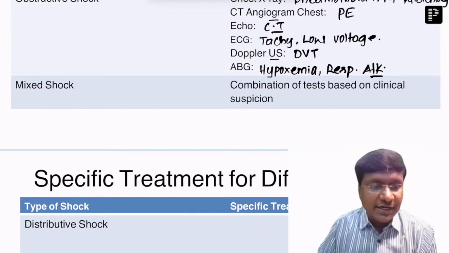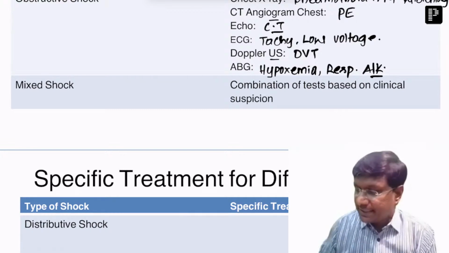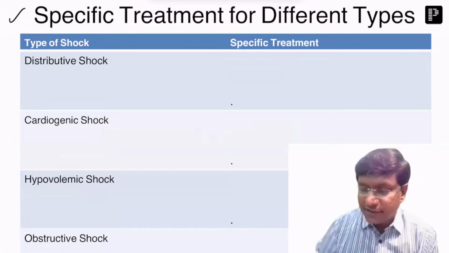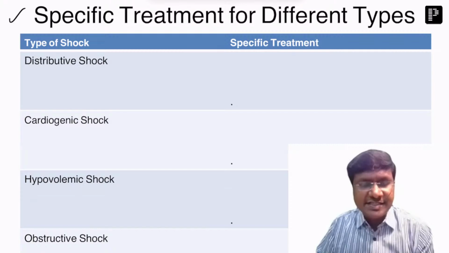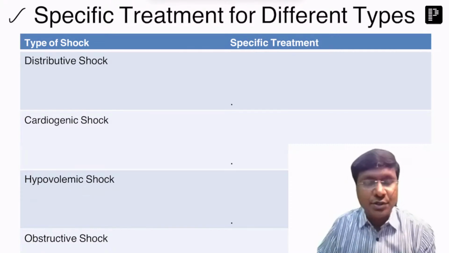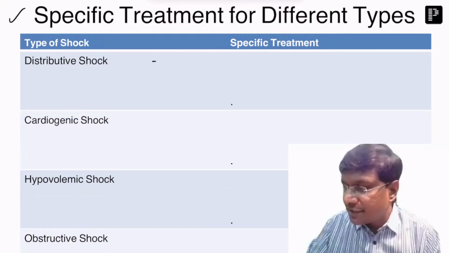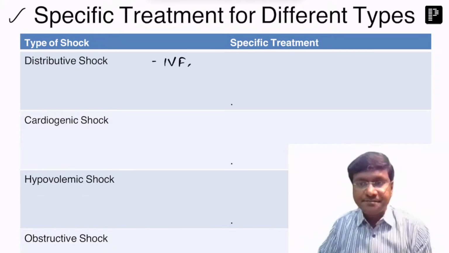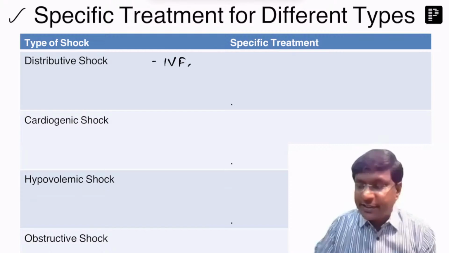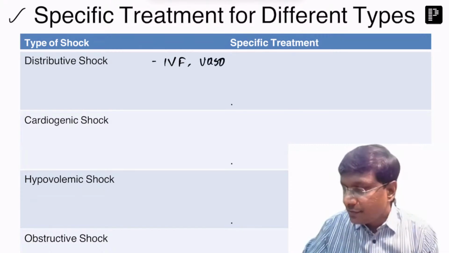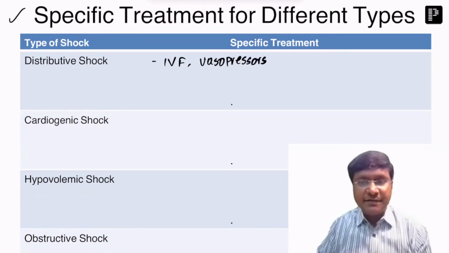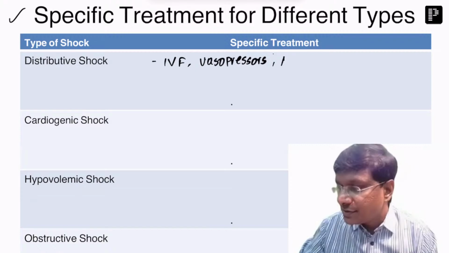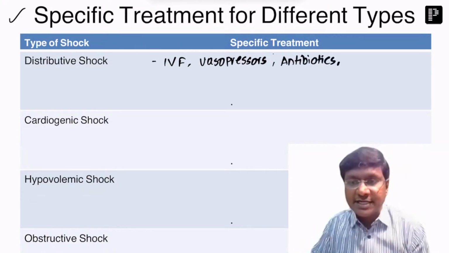So I have discussed the workup for the individual types of shock. Now we'll move on to the treatment for the specific types of shock. Take distributive shock. We have discussed the etiology as sepsis, anaphylactic shock or neurogenic shock. So the treatment that you need to give is IV fluids like normal saline. And if the individual does not respond to IV fluids alone, then vasopressors have to be administered. These vasopressors include norepinephrine, epinephrine, or vasopressin. And for sepsis, you need to give broad spectrum antibiotics until you get the result of the culture and sensitivity.